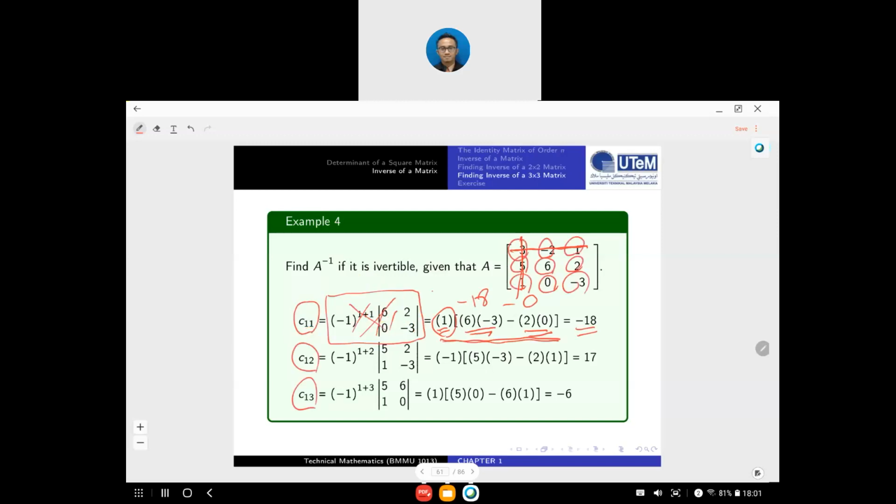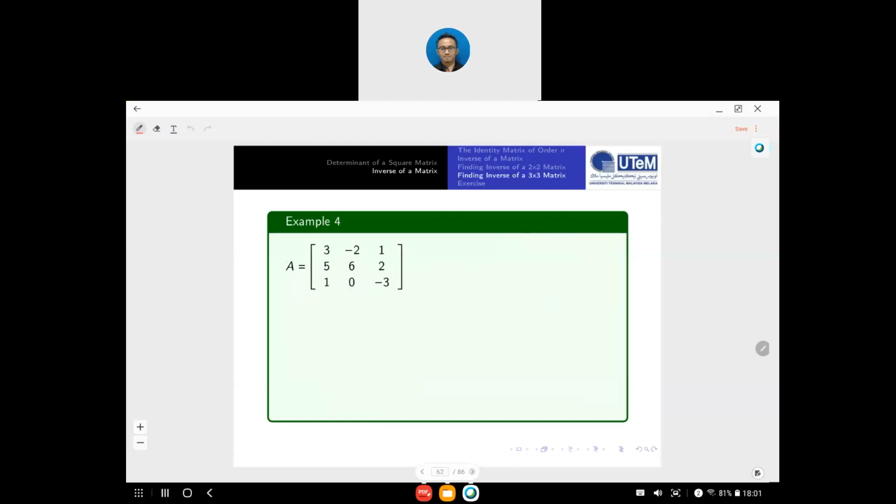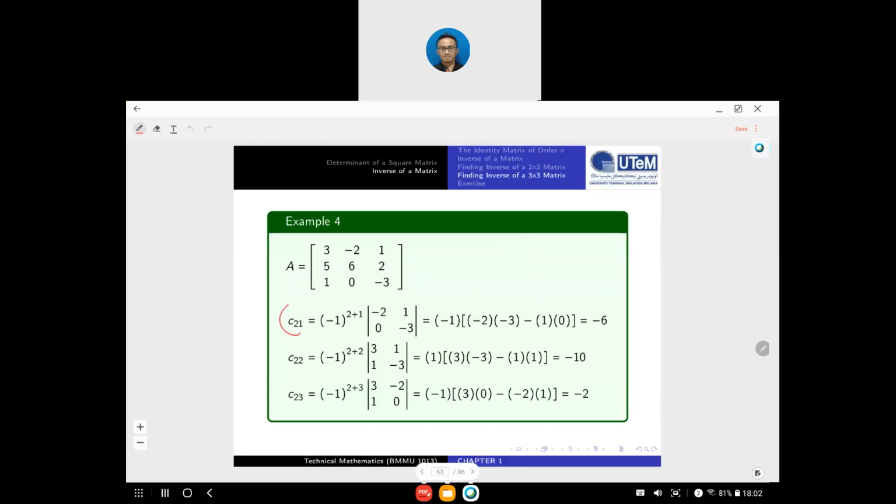Okay, so this one you can get cofactor 1,2 is 17. Cofactor 1,3 is -6. So, next, you need to find the cofactors for the second row, which is C21, C22, and C23. The method is also the same thing. Okay, C21, -1 to the power of 2 plus 1.